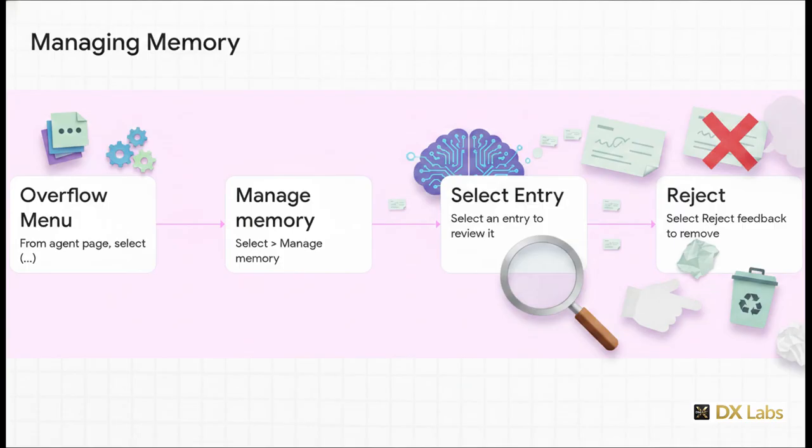Step 1. Select the overflow menu, those 3 little dots, right on the agent page. Step 2. Select Manage Memory. This is going to list all your previously submitted feedback entries. Step 3. Select an entry to review it. And Step 4. Select Reject Feedback to remove it. It's that simple. Once you click Reject, the agent no longer considers that entry when forming its outputs. You've officially erased that bad habit right out of its memory.